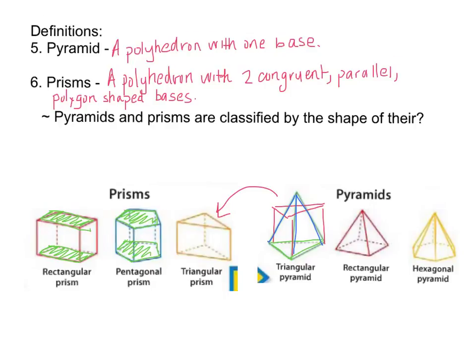Now, if you notice, the pyramids and prisms are both classified by the shape of their bases. The first one over here on the left is a rectangular prism because the base is a rectangle. Then we have a pentagonal prism, named for the base, and a triangular prism. You will notice the pyramids have the same exact feature. This is a triangular pyramid because the base is a triangle. This is a rectangular pyramid because the base is a rectangle. And this last one here is a hexagonal pyramid because the base has 6 sides.